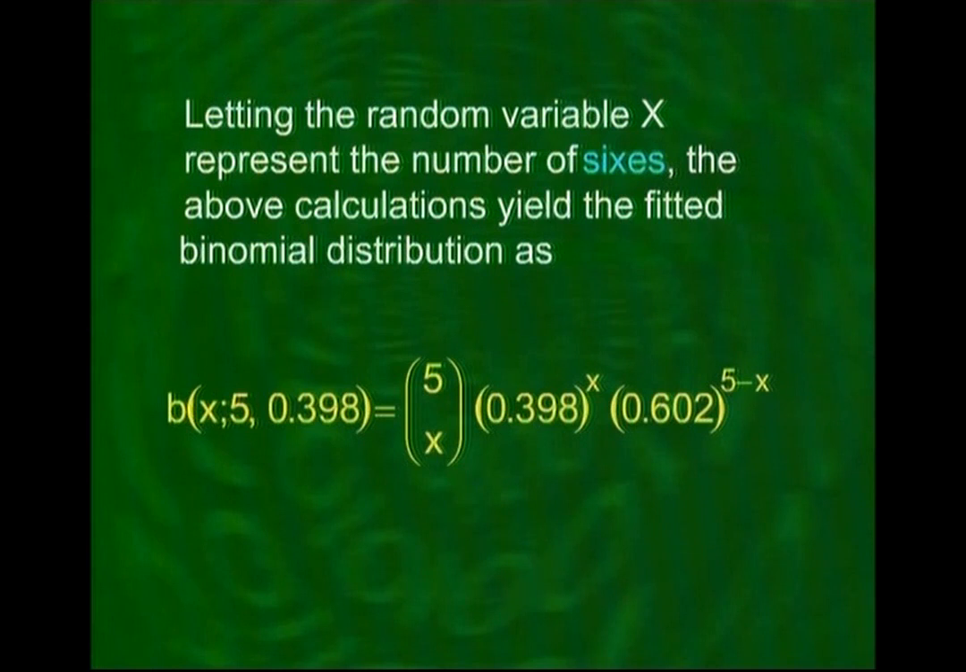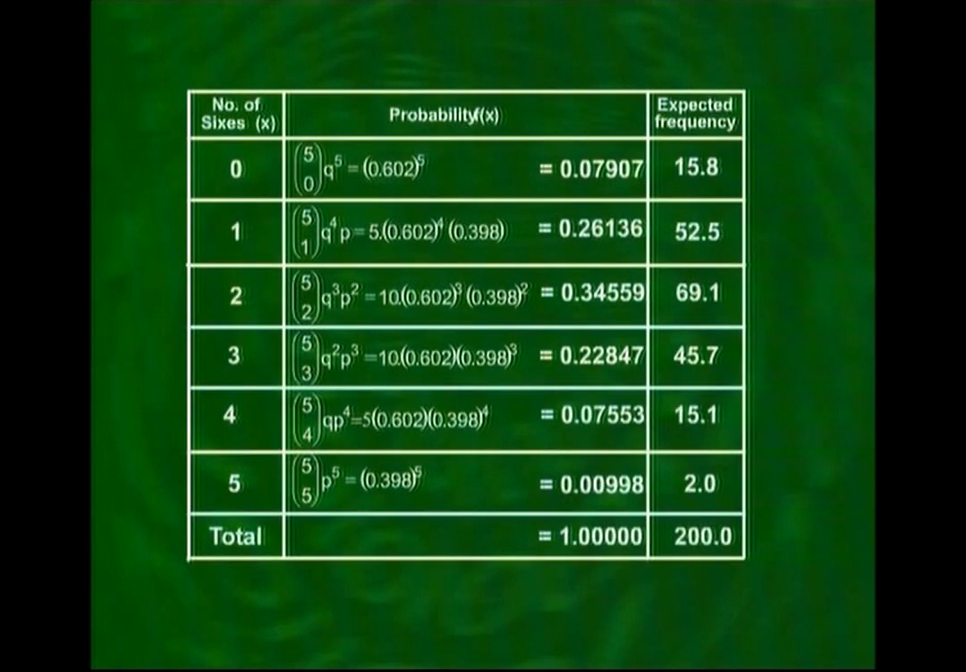Now, this formula has to be applied to the various values of x, which in this example are 0, 1, 2, 3, 4 and 5, and substituting these values of x in this formula one by one, we obtain the following probability distribution. The probability that x is equal to 0 is equal to 0.07907. The probability that x is equal to 1 is 0.26136. And so on.